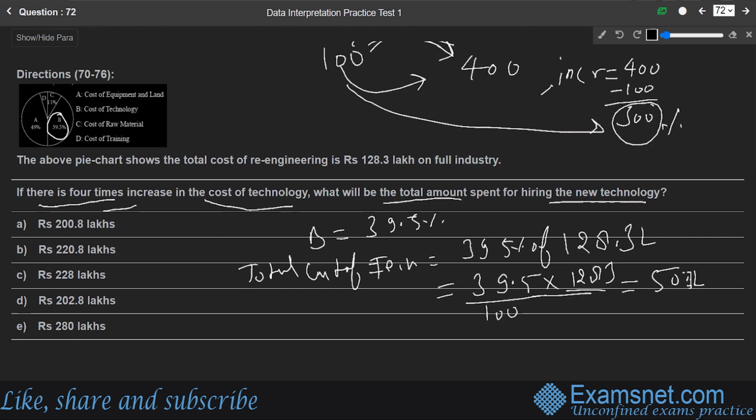Now they say there's a 4-time increase. As we proved, there's a 4-time increase, so clearly the value becomes 4 times the older value. So 4 times 50.7 lakh becomes simply 202.8 lakh. That is the final answer, 202.8 lakh rupees. That is the value of what is being asked. What will be the total amount spent? Total amount spent will be simply 4 times of it. If they had asked how much increased amount would have been spent, then we would have done 3 times. They are asking for the total amount, so that has to be 4 times itself.